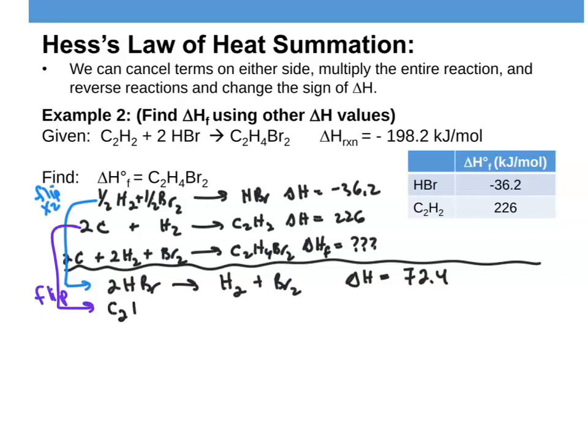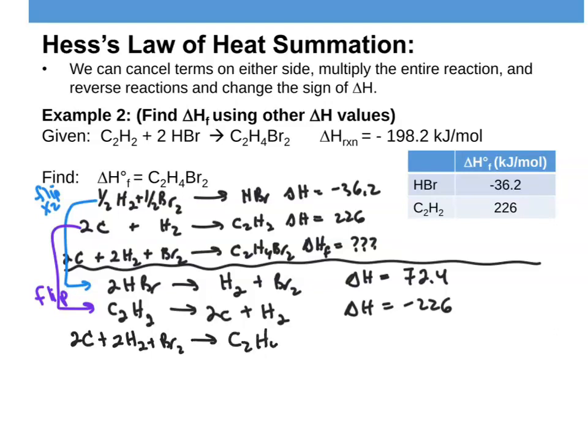So we've got C2H2 goes to 2 carbons plus an H2. That delta H simply changes signs, so negative 226, because I just flipped it. I didn't multiply it by anything. And then for my last one that I don't know anything about, this is the product here. That's the product there. So I don't really need to do anything to that. I'm just going to redraw it. So I'm just going to put 2 C's plus 2 H2s plus Br2 goes to C2H4Br2.